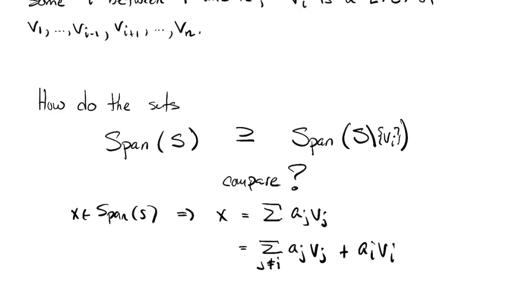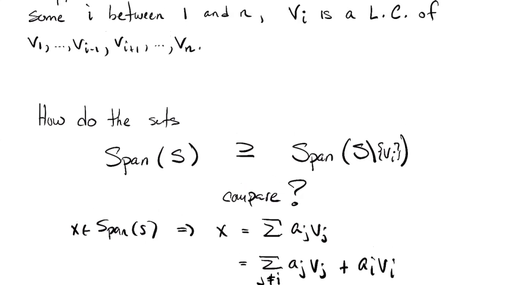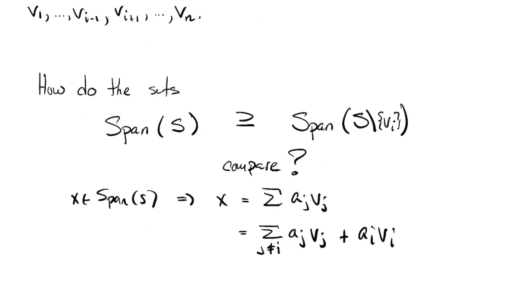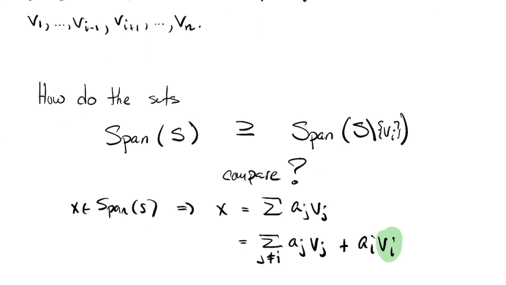But we're talking about the case where vi is a linear combination of these other guys, right? So I'm just going to do it by highlighting. This term can be written as a combination of these other v's, right? So once you gather your coefficients, that's exactly what this is. This is a linear combination of those other v's.